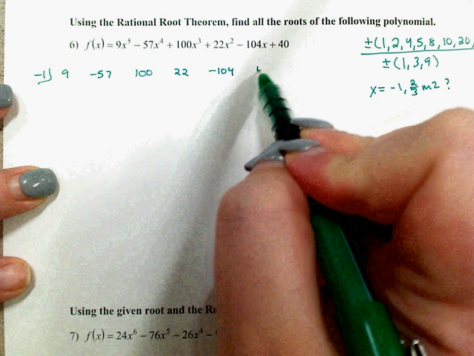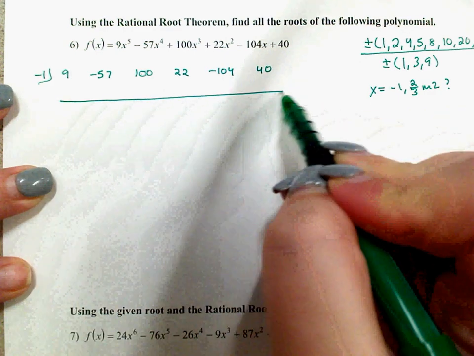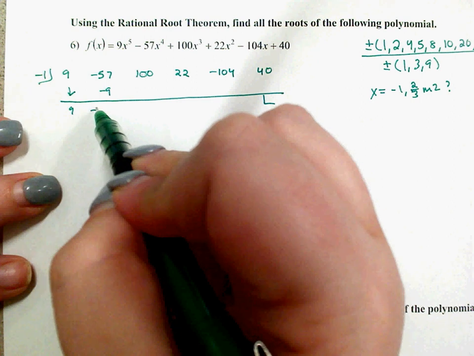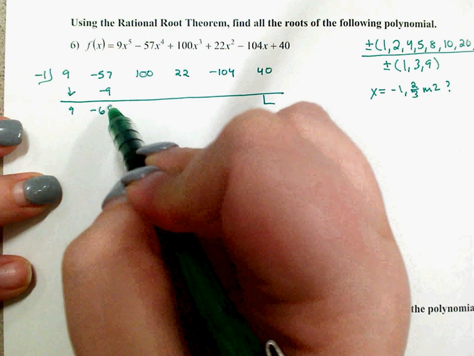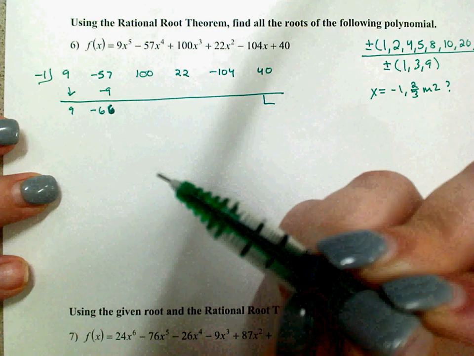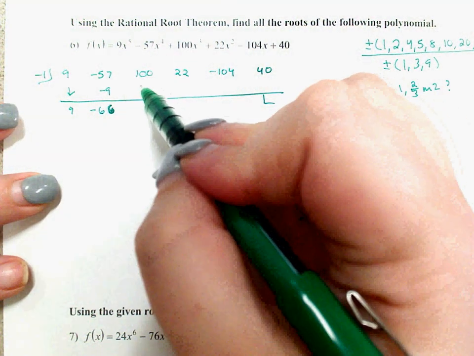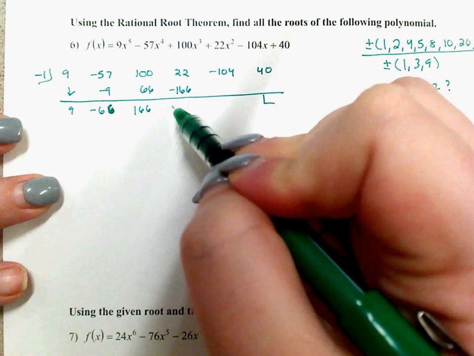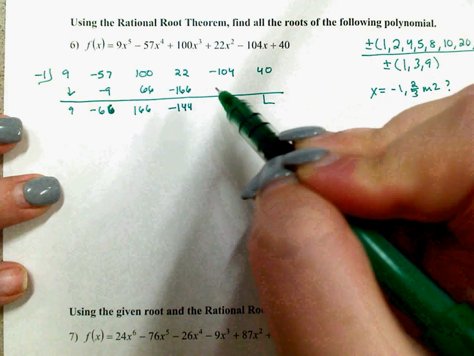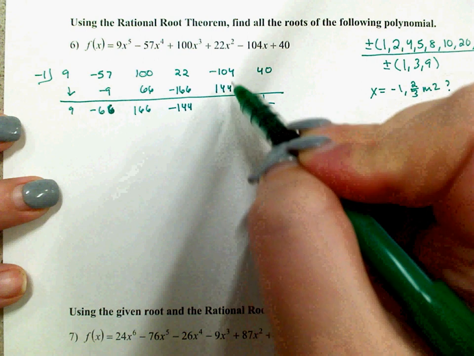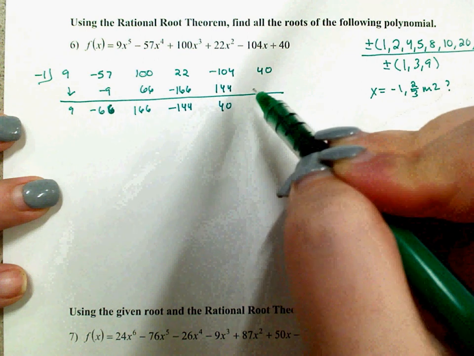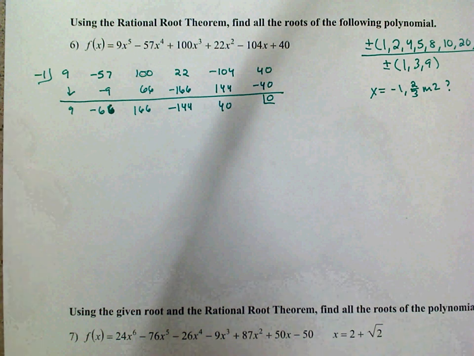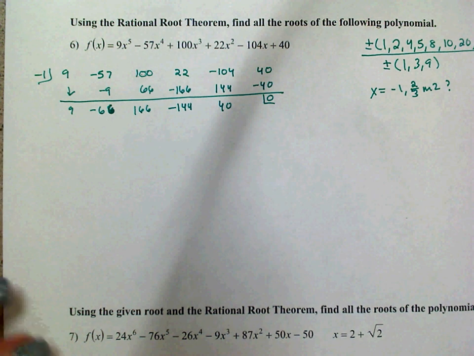Drop the 9, that's -9, that is -60, oh gosh, 66? Yeah, that was bad, almost. 66, 166, so -166, so -144. So then positive 144, which means 40, which means -40 and 0. Alright, now I'm going to do 2/3.